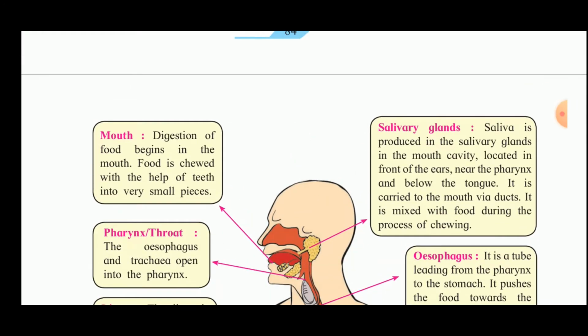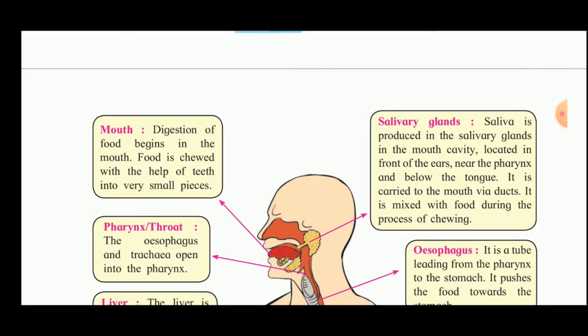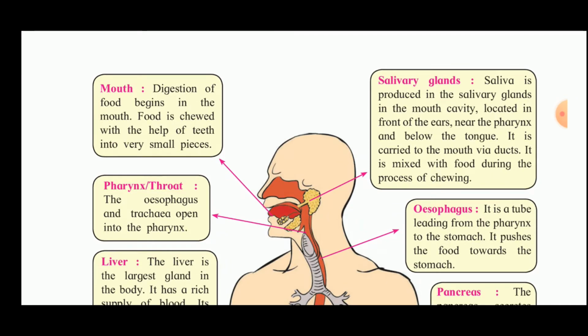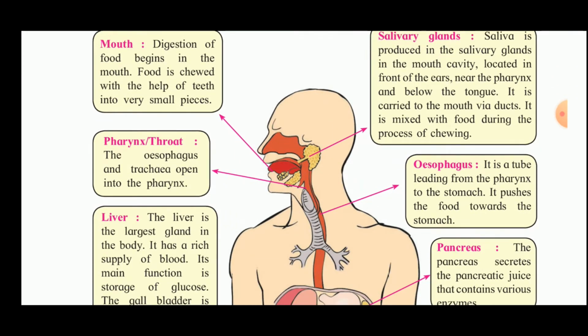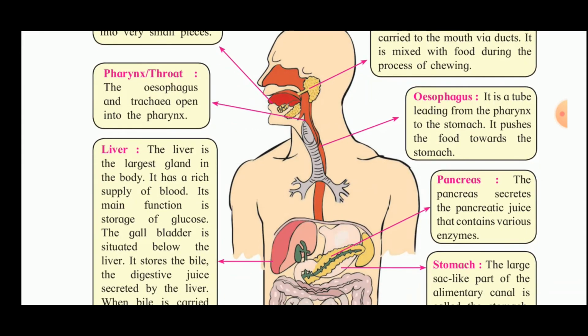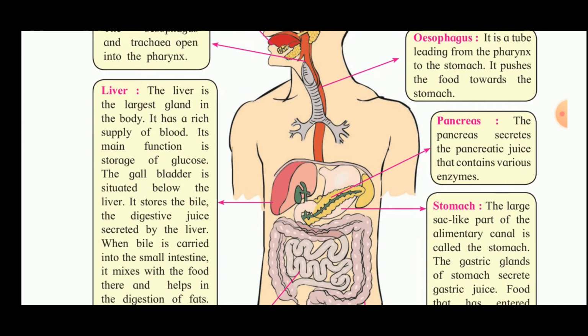Let us begin with the mouth. The digestion of the food begins in the mouth. The food is chewed with the help of the teeth into very small pieces. Then the next part is the pharynx or the throat. The esophagus and the trachea open into the pharynx. Liver is the largest gland in the body. It has a rich supply of blood. Its main function is the storage of glucose.